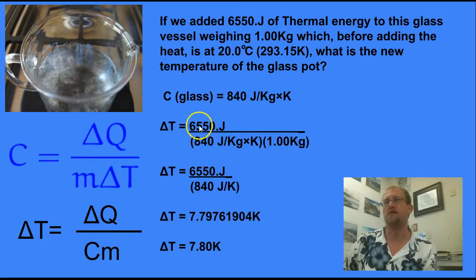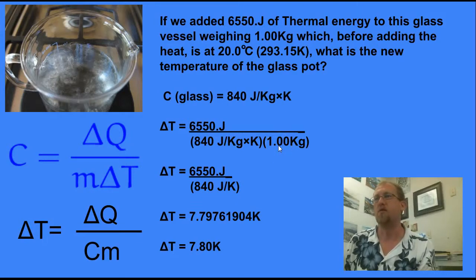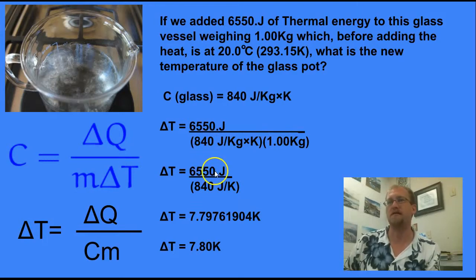Change in temperature equals exactly 6,550 joules divided by 840, that's the value for the specific heat of glass, times 1 kilogram. Times 1 kilogram doesn't change this. So 6,550 divided by 840 is 7.79761904 Kelvin. That is the change in temperature, but that is not the new temperature of the pot.